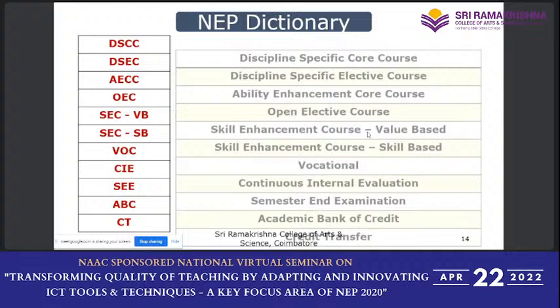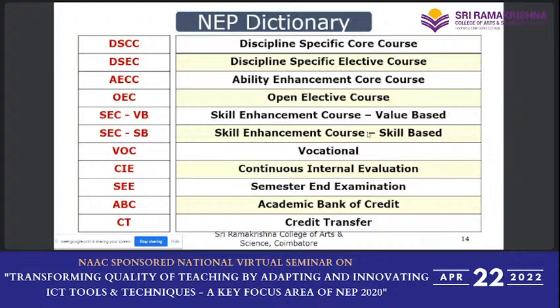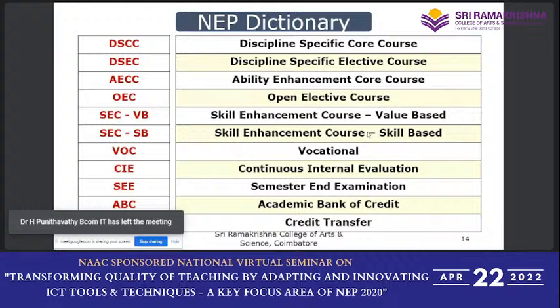Then we have open elective that you can choose from other than your background. If you are a commerce student, you have to choose from a non-commerce background. If you are a humanities student, you can choose other than humanities, from commerce, management, science, and other areas.